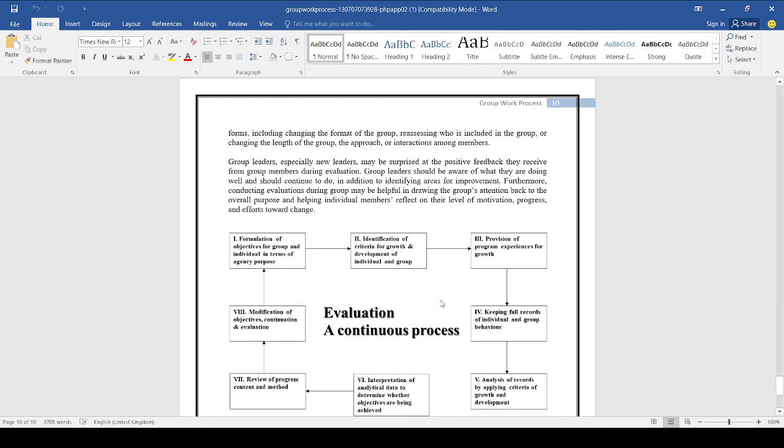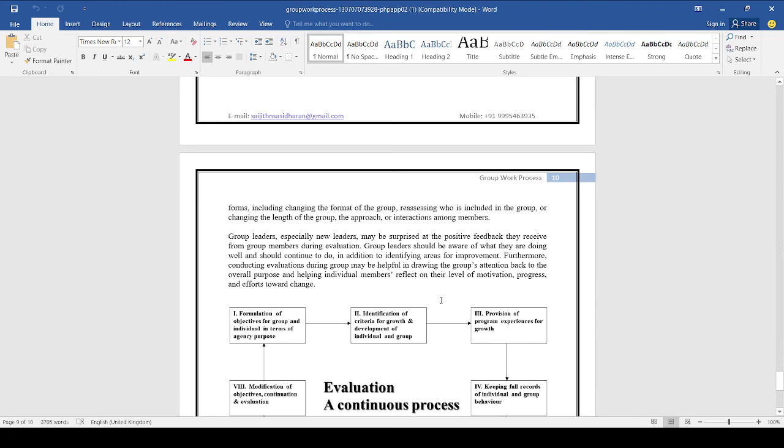We all know about these various stages of the group work process. I think all of you know about group work and the various stages of the group work process.